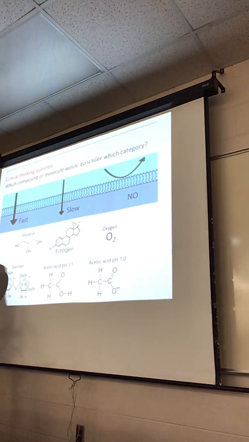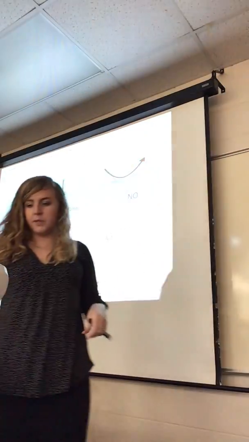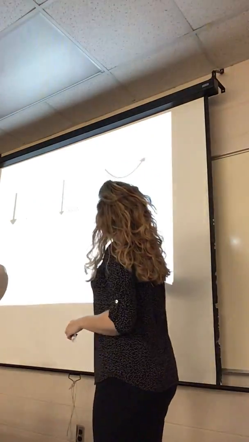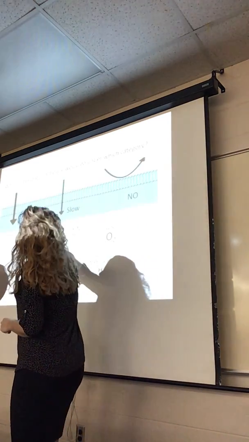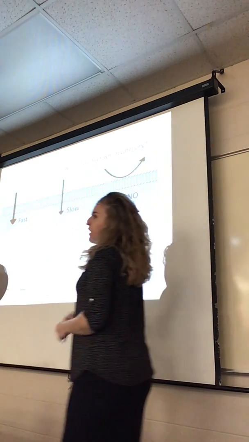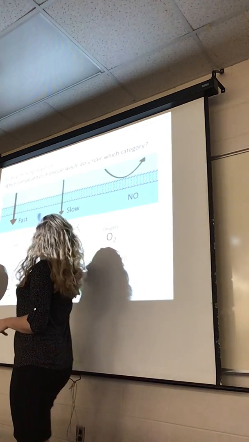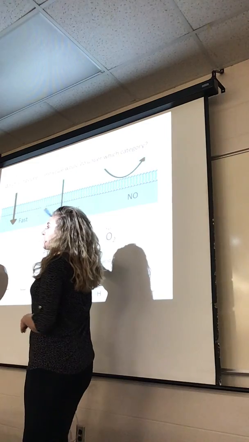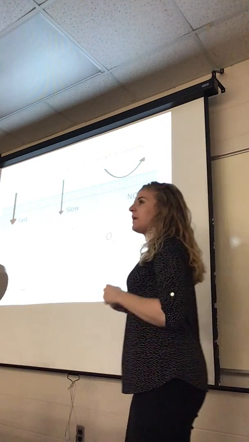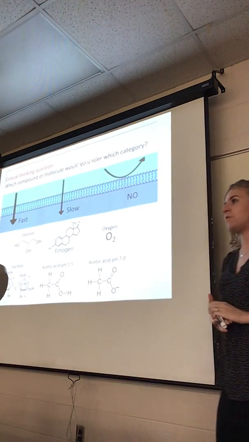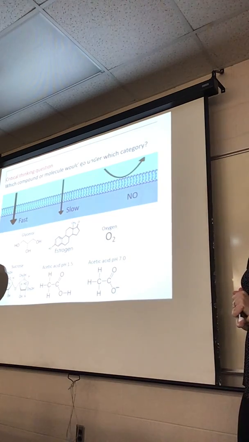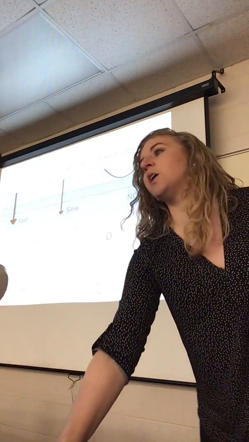All right, so I have a little activity for you to do. So take a minute or two. I have six molecules at the bottom, and you're going to put them in a category of fast, slow, or no. Are they going to diffuse between phospholipids quickly in the membrane? Are they going to be able to diffuse through the membrane but do it very slowly, or not at all? So take a few minutes. You can talk to the people around you and figure out your answers, and then we'll see what's right. Okay? So fast, slow, or no?